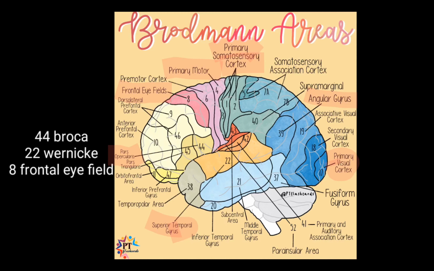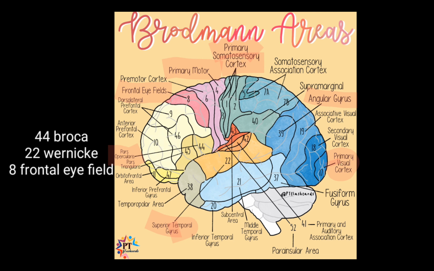Hi everyone. In this video, we'll be discussing Brodmann's areas. We'll not discuss all of them; we will only remember the important ones. Starting with the most important area, that is 1, 2, and 3, that is our primary somatosensory cortex.